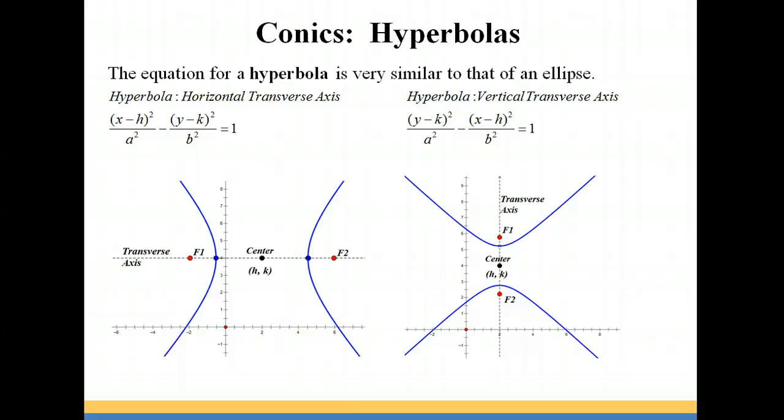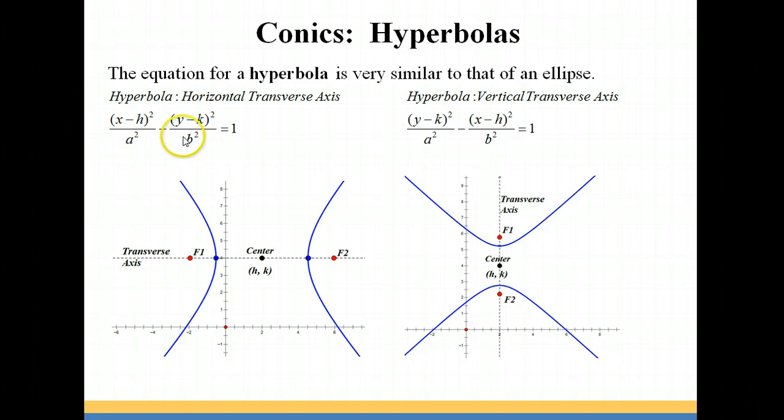Now, you could also have a hyperbola with a vertical transverse axis, and that equation is (y minus k) squared over a squared minus (x minus h) squared over b squared equals 1. The way that you can easily decide whether your hyperbola has a vertical or horizontal transverse axis is by looking to see which term is positive. So in the one that has a horizontal transverse axis, x is positive, and for the other one where you have a vertical transverse axis, y is positive. Remember that on the transverse axis you will find the vertices and the focal points as well as the center of the hyperbola.